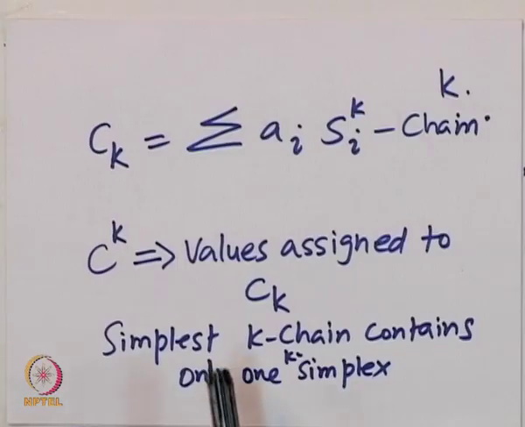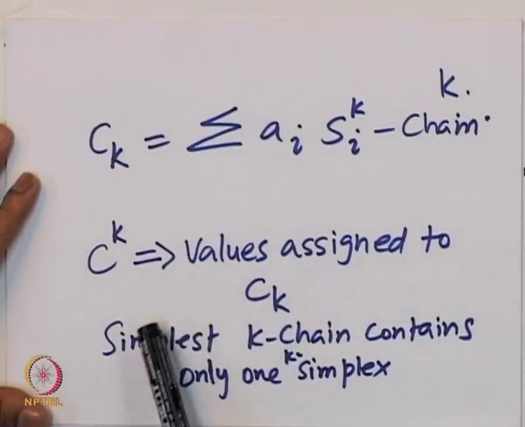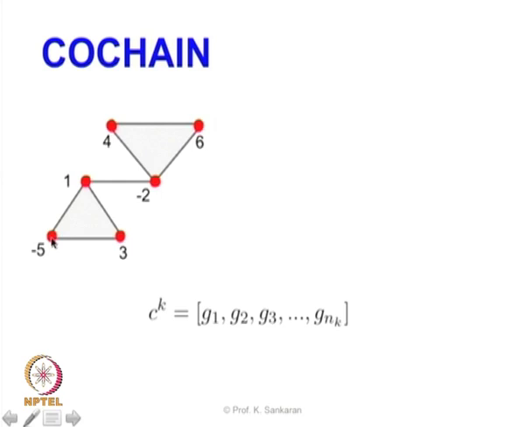So when I say the values assigned to Ck, these are the values assigned to the K simplexes, the simplest K chains. So that is what you see in the slide. When I say potential associated to this particular chain, I am talking about the individual points. So we say these are the values written as G1, G2, G3, G4 until Gnk.